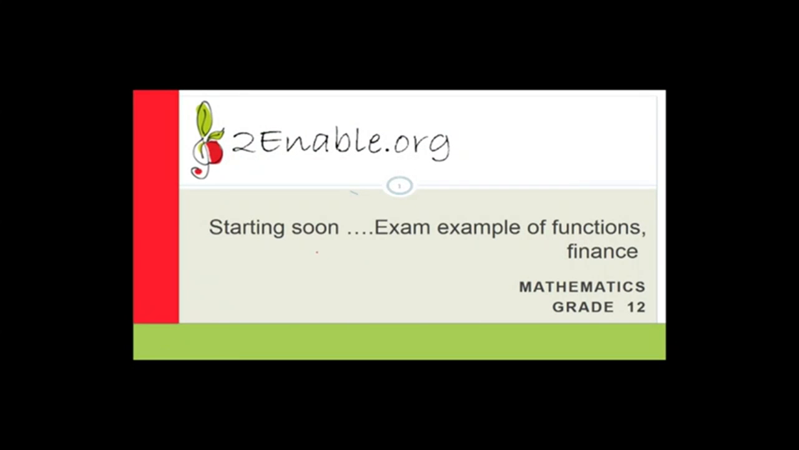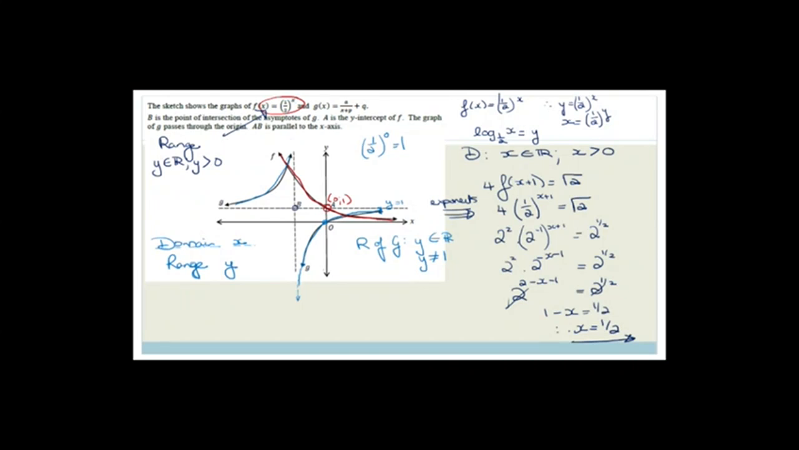So yesterday we were doing exam examples of functions and we got as far as doing this one. We worked out the equation for the inverse of y. Then we worked out the domain of the inverse, because remember it was the same as the range of the actual function. Since the range was y is an element of R, y is greater than 0, the domain of the inverse was going to be the opposite of that, which was x is an element of real values, x is greater than 0. We calculated the values of x if 4 times f of x plus 1 is equal to root 2. We did it over here.